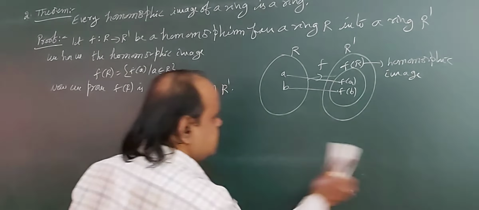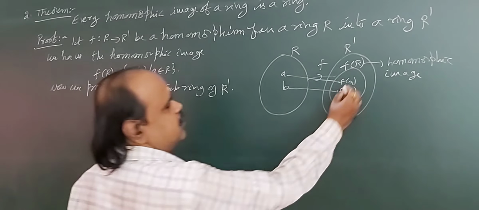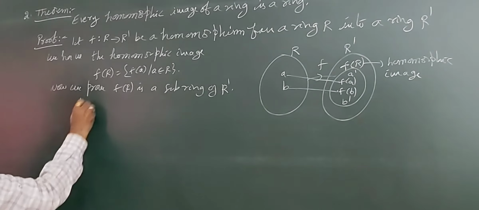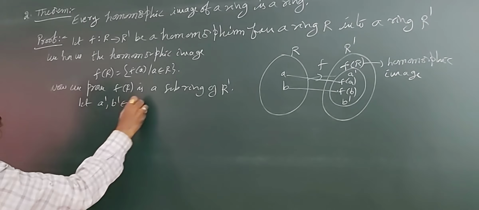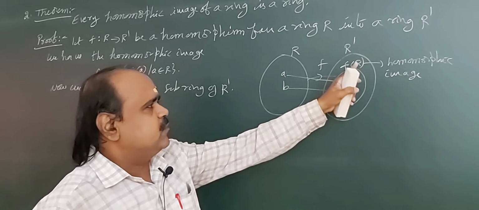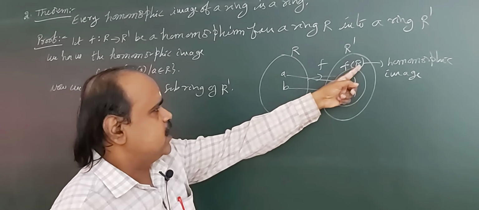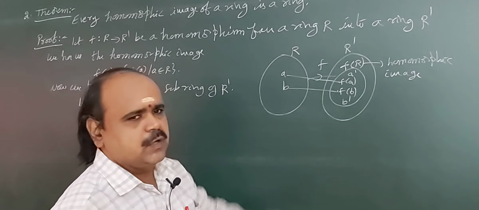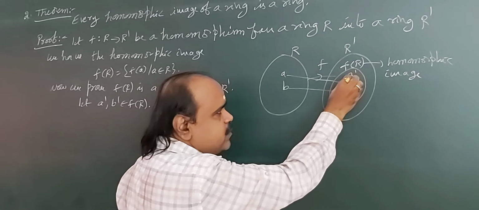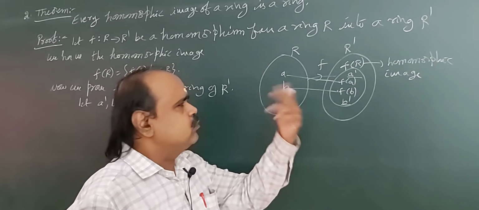In the similar manner, we are going to prove f of capital R is a subring of R dash. For that, take two elements a dash and b dash in f of capital R. So let a dash, b dash belong to f of capital R. f of capital R contains all the image values of capital R. Since a dash, b dash lie in f of capital R, these two elements a dash and b dash are already image values of some two elements of capital R.